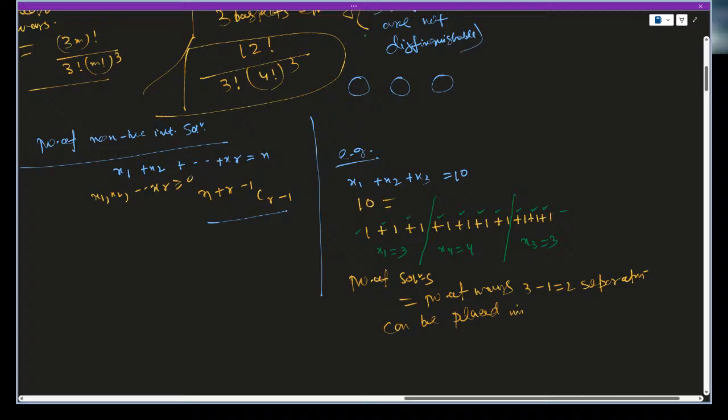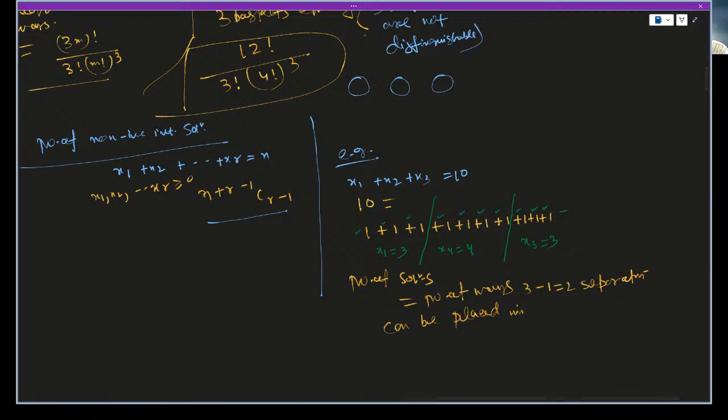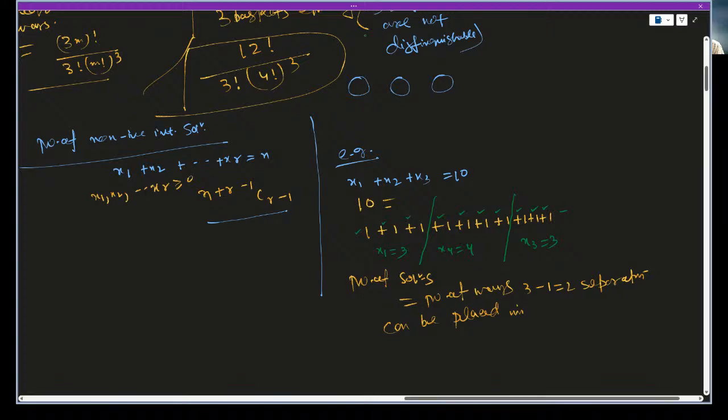Okay, just check once. 10 ones are there, no? Suppose one example, if I keep both the separators here, then x1, oh sorry, this is x2. Then x1, x2 will be 0 and x3 will be 10. That is also possible. So the number of solutions equals the number of ways these two separators can be placed in, how many gaps I told? 1, 2, 3, 4, 5, 6, 7, 8, 9, 10, 11 gaps.